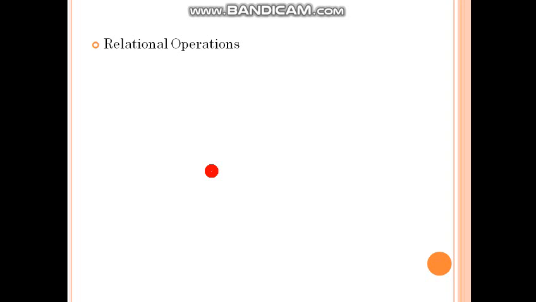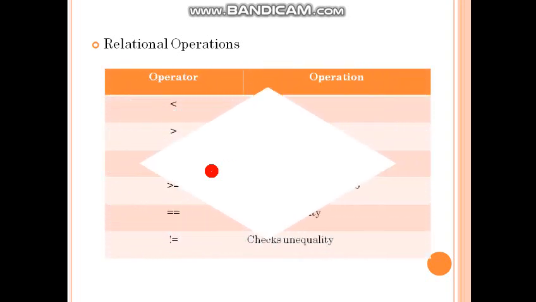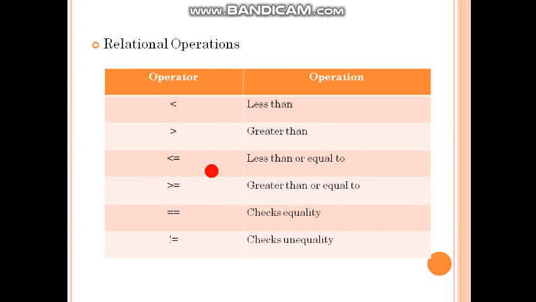Next one is the relational operator. In embedded C, there are a total of 6 relational operators used for performing relational operations. The basic ones are less than, greater than, and equals to, and then again less than or equal to, greater than or equal to, and another important one, check inequality.